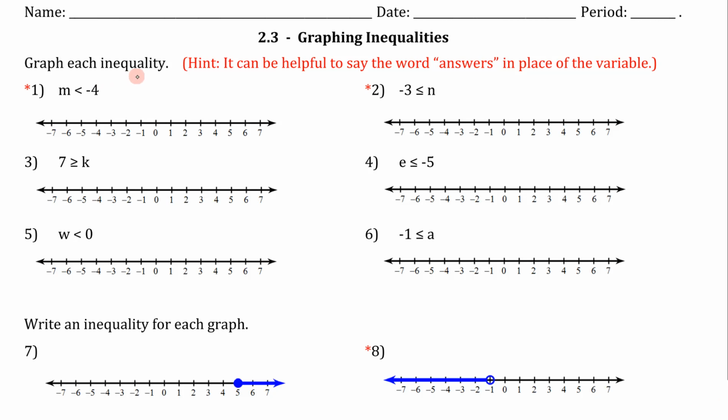We want to be able to graph inequalities. We want to be able to write inequalities from graphs. We want to be really good at that, and we want to be aware of all the little details. So this first one says m is less than -4, and it's always best to read an inequality from the variable. You'll notice that some of these are written backwards. You shouldn't be afraid of those at all.